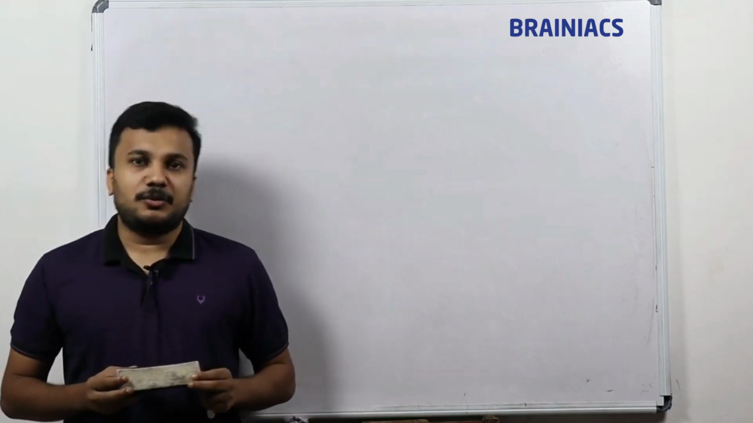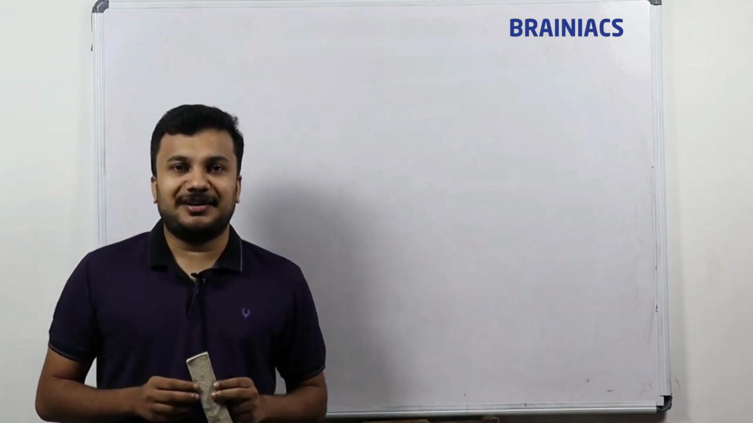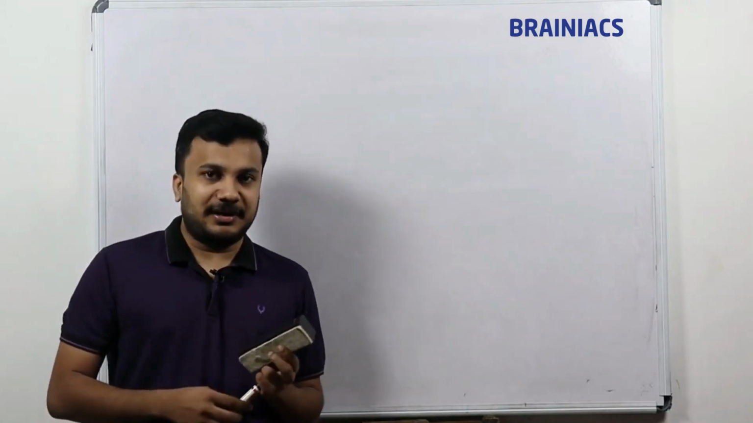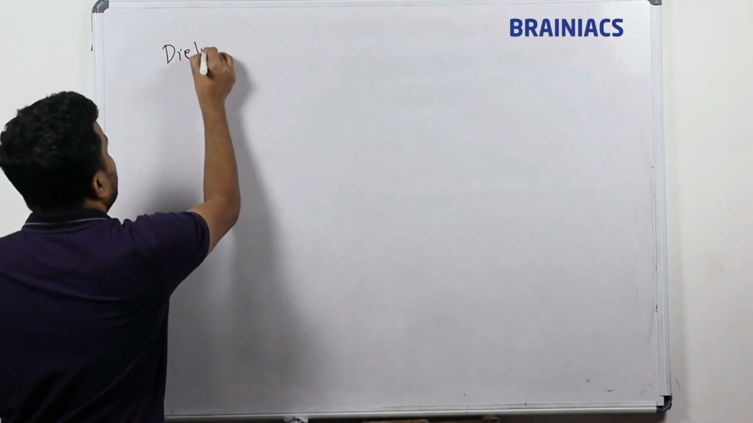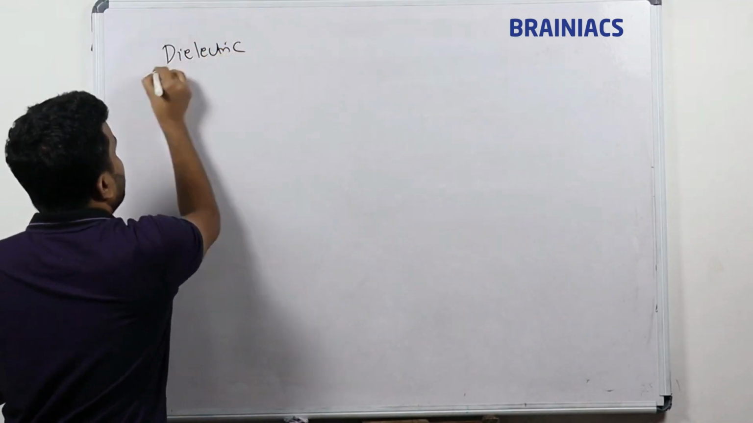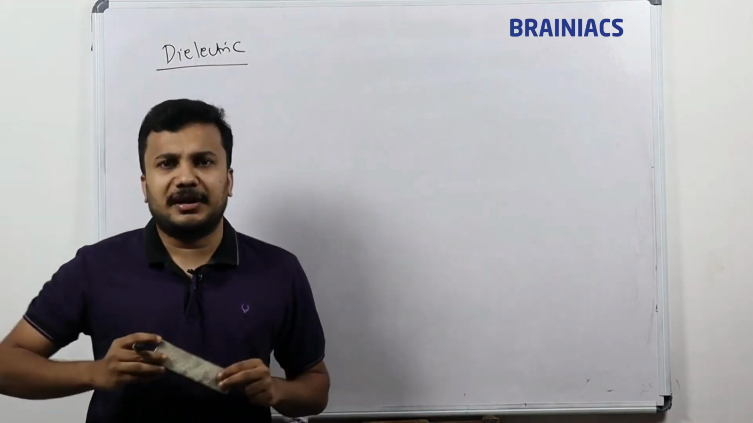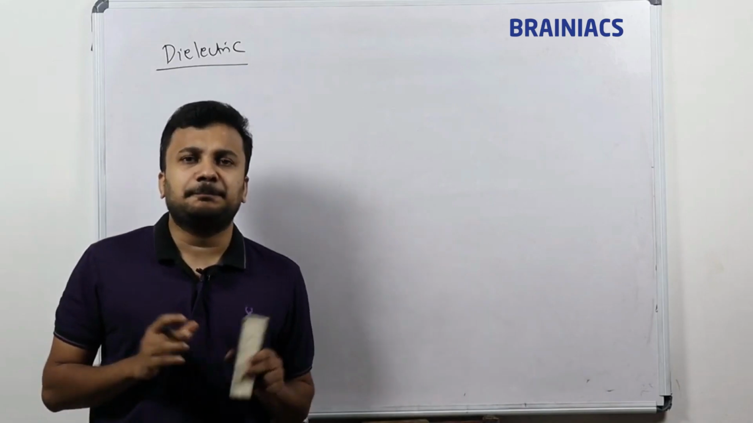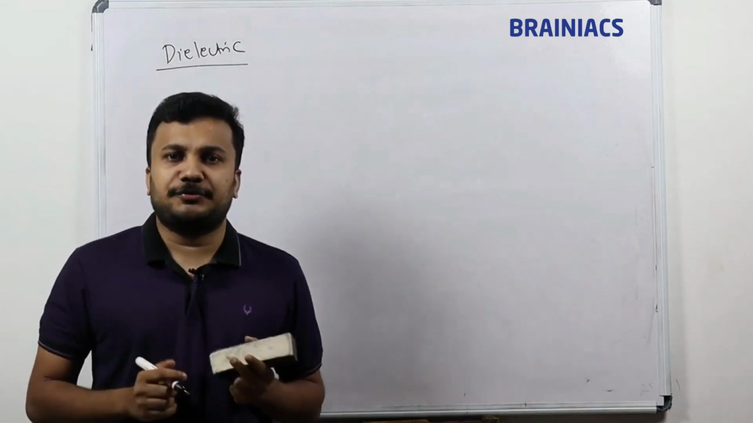Today we are going to see the next important topic, which is called dielectrics. So write down the heading: dielectric. Questions frequently come from this area. What, in short, is a dielectric? A dielectric is the material which we place between two plates of the capacitor.